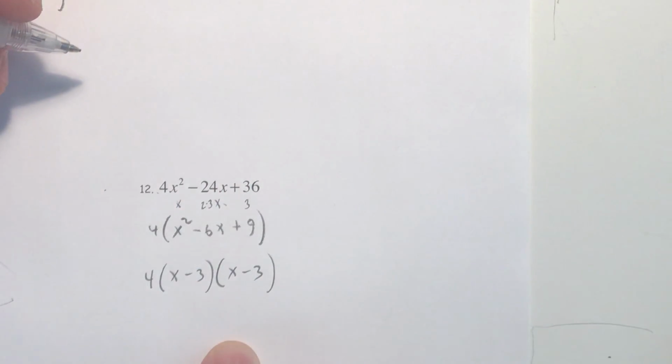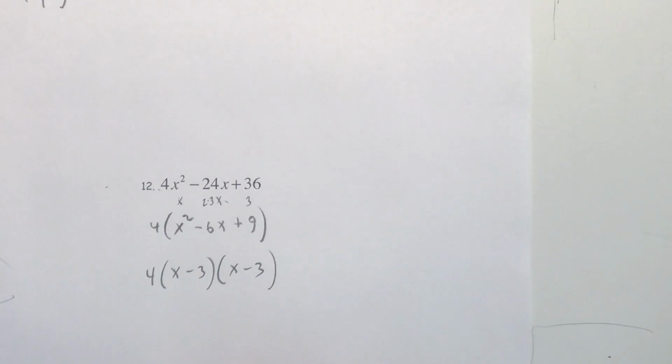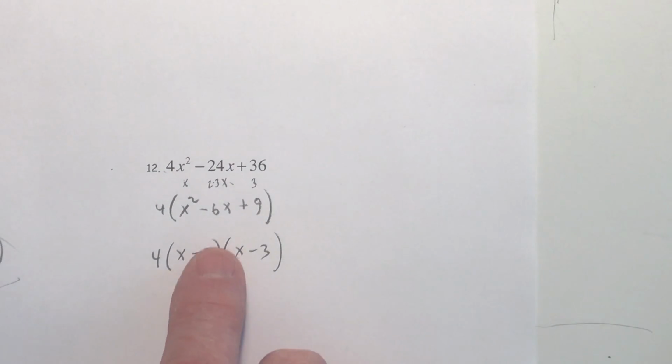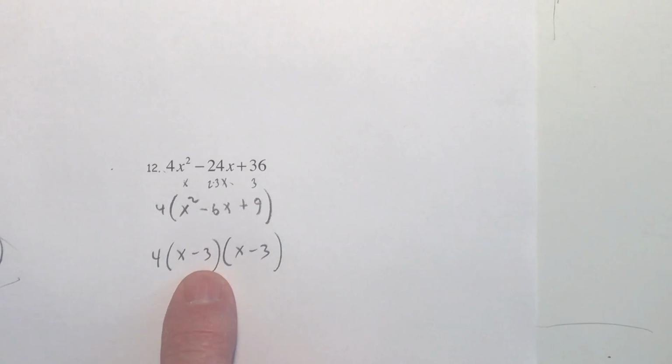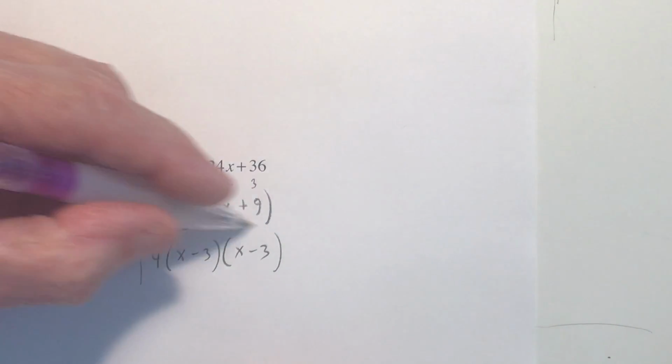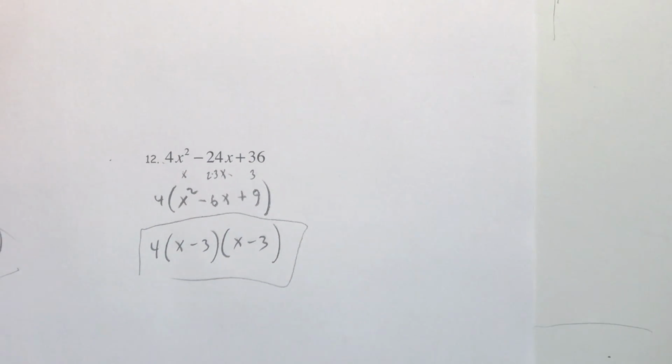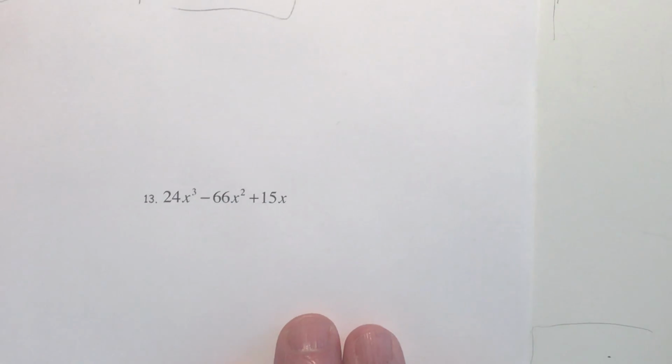Now, if you didn't like that approach, remember, you could also just say, what are 2 numbers that multiply out to 9 and add up to negative 6? And it would be a negative 3 and a negative 3. You get the same final answer. Okay? And now we're right here.